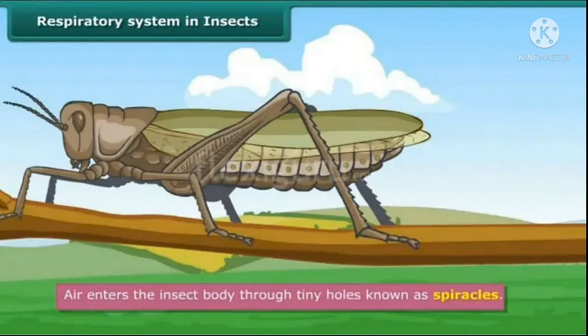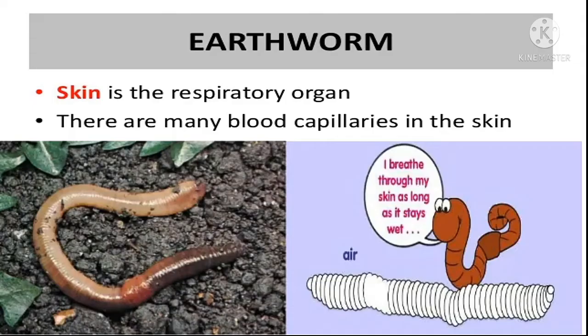Okay, so right now you dealt with cockroach and the whole insects. It is trachea, the respiratory organ, and this respiration process is supported by spiracles.